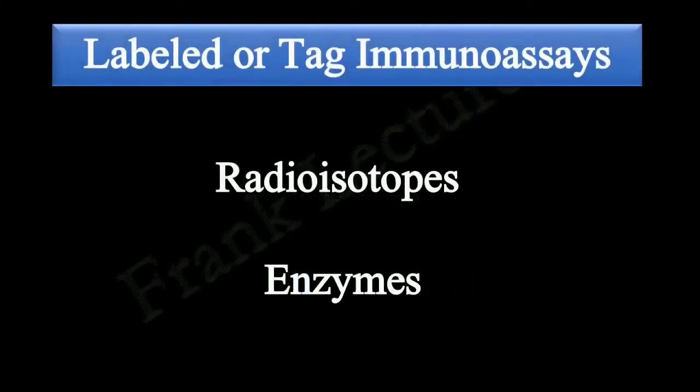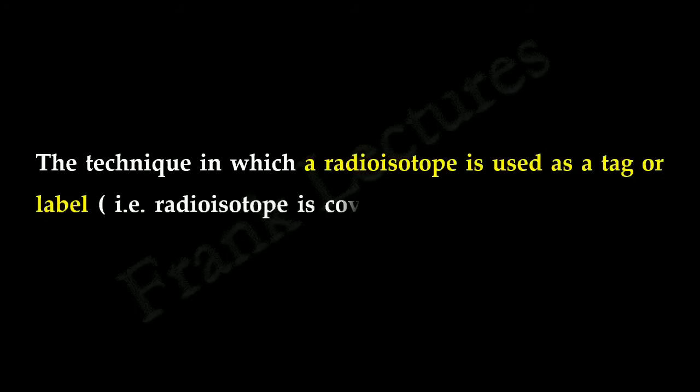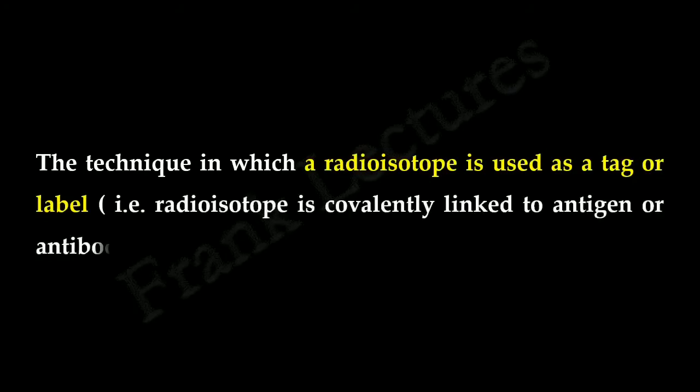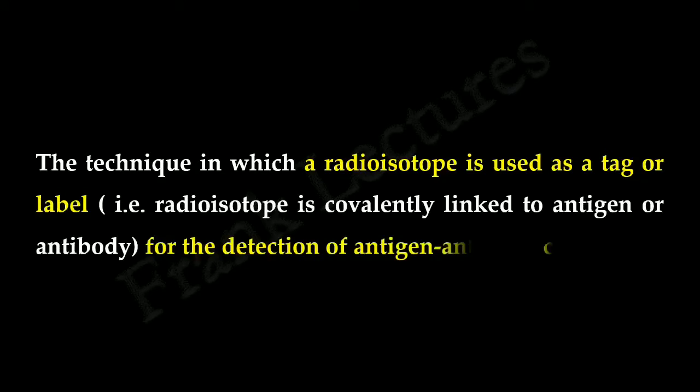In the last video lecture we understood what are tag or label immunoassays. We also discussed two important tags, radioisotopes and enzymes. The technique in which a radioisotope is used as a tag or label, that is, radioisotope is covalently linked to antigen or antibody for the detection of antigen-antibody complex, is known as radioimmunoassay.